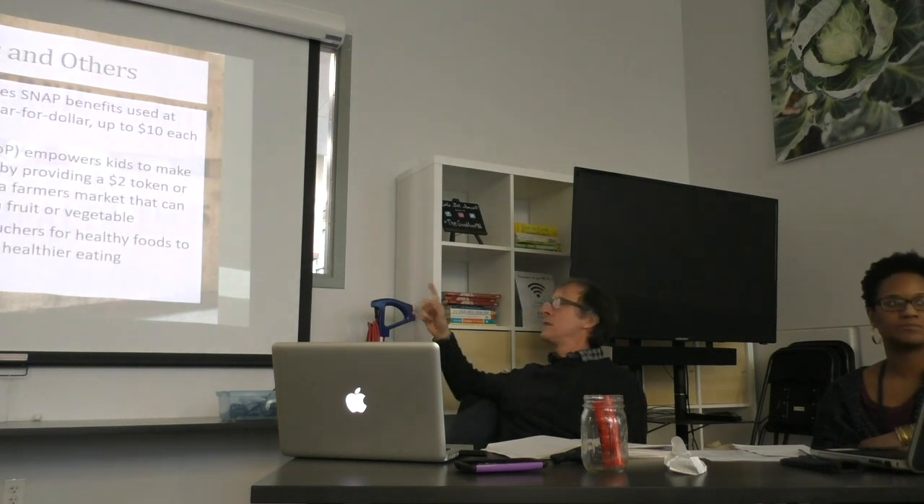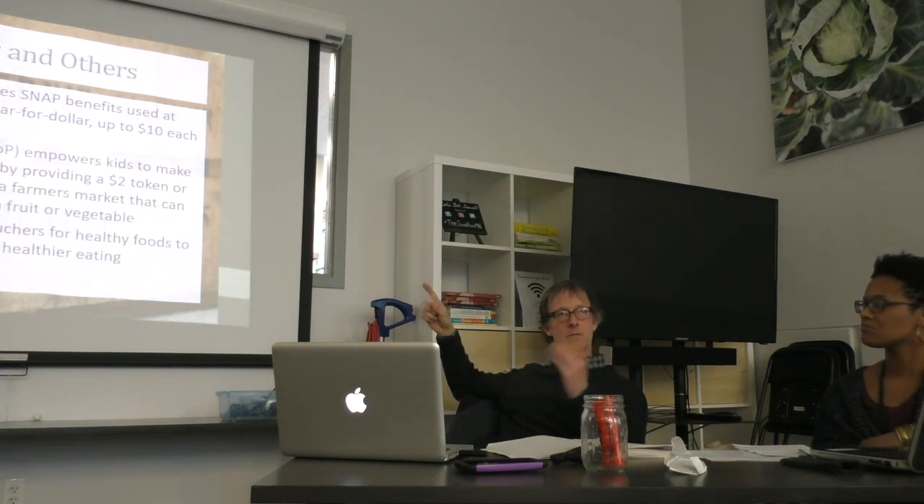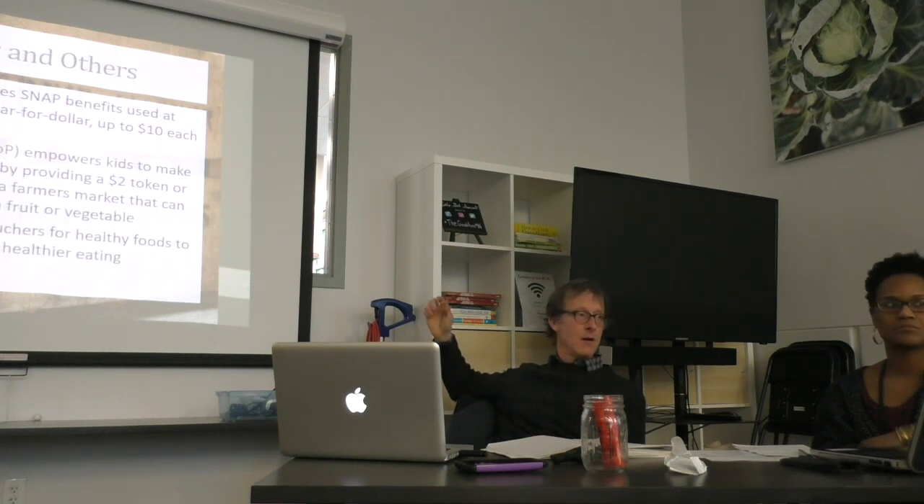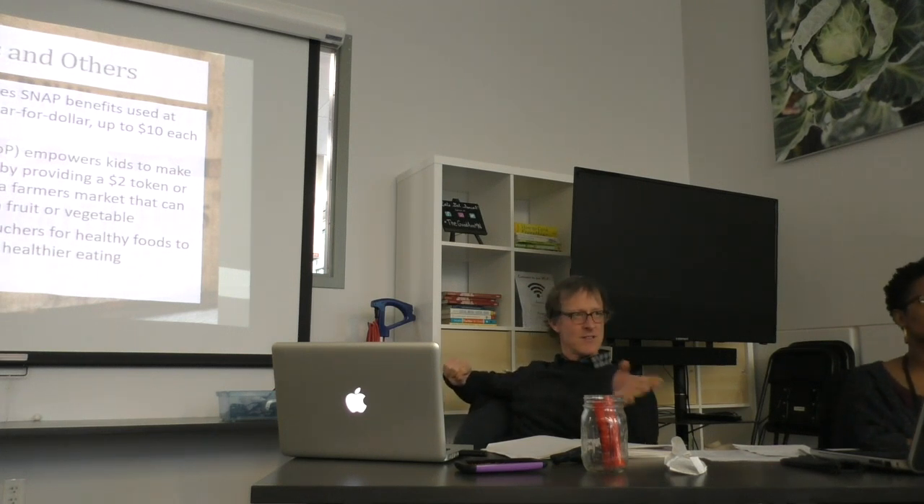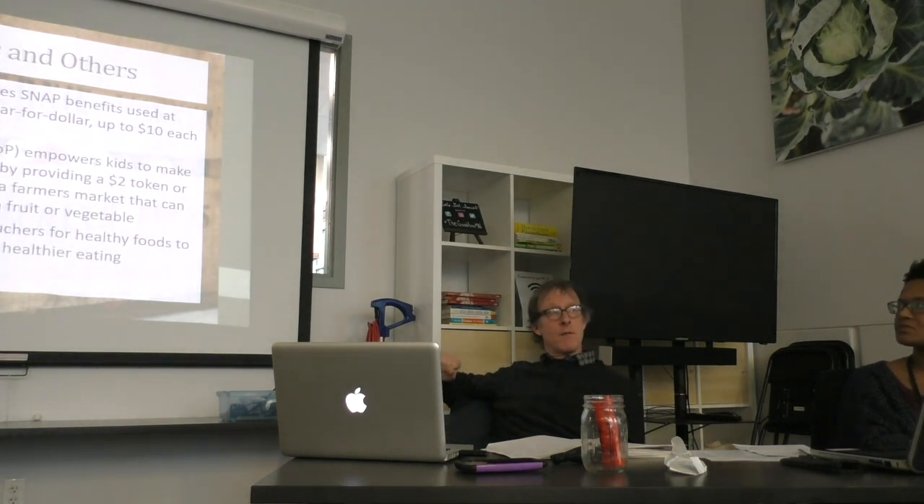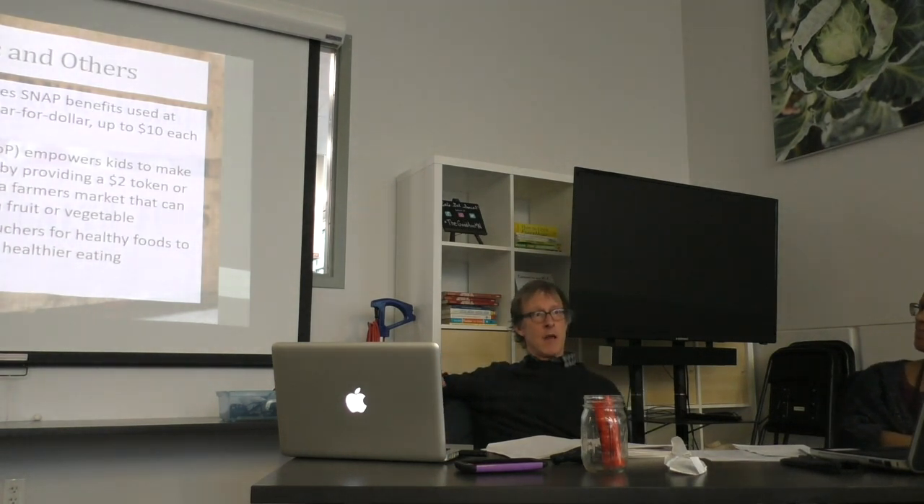So $10 is the maximum match. Someone who is using SNAP at a market, if they wanted to debit $20 from their benefits account, would still only get a $10 match for that day's purchases. Does that help? Who's matching? So the original program, I can give a little history.